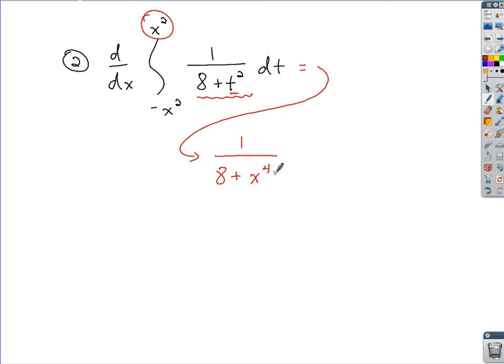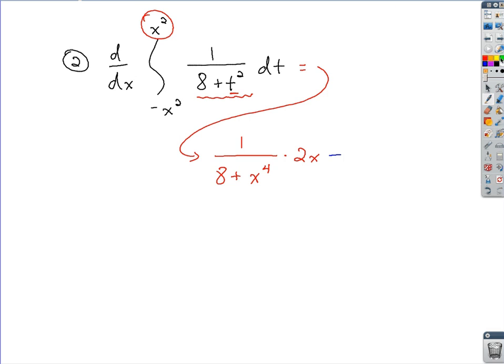So we plugged in that top function for t. Now we take the derivative of that top function. We tack that on. That derivative of x² would be just 2x. That concludes all the business we have with that top part. Now we subtract.